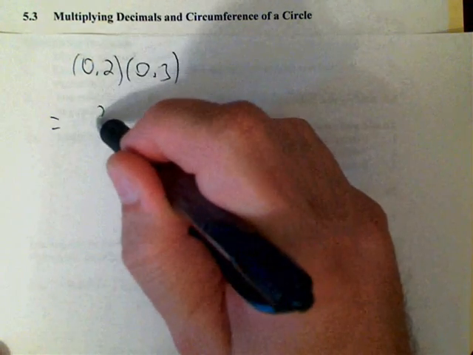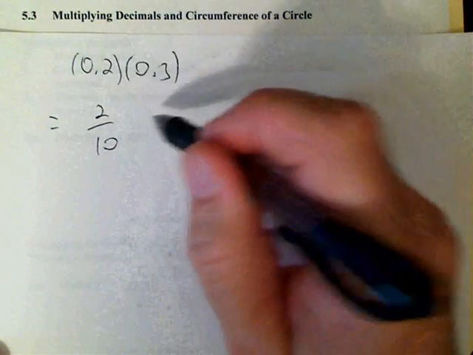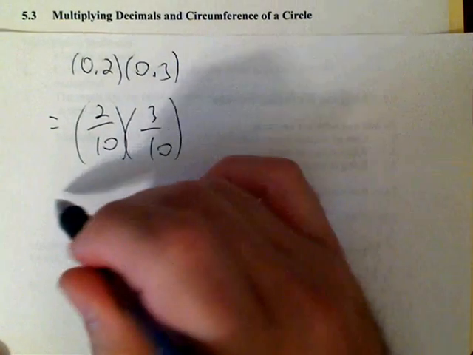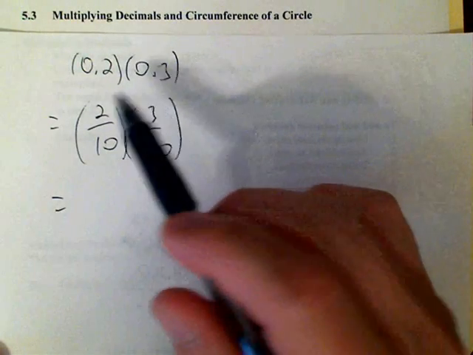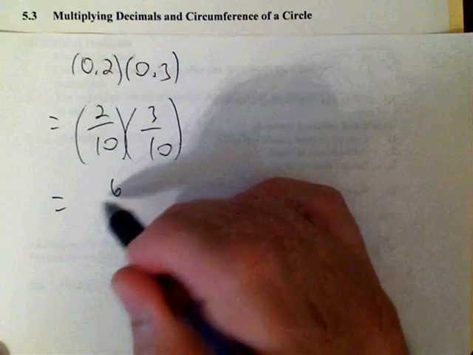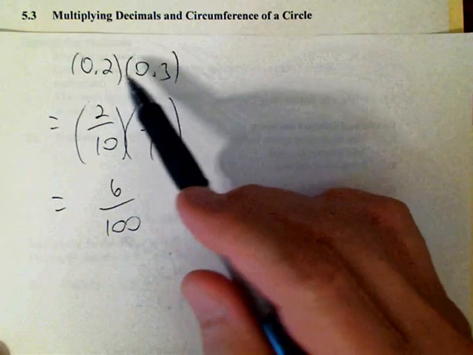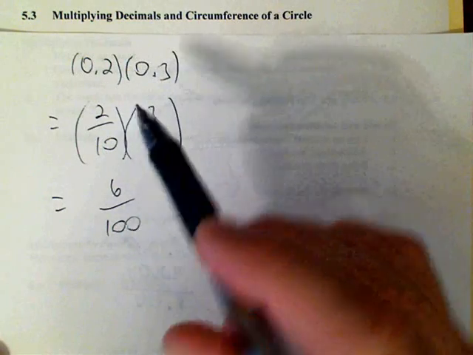So 0.2 is 2/10 because the 2 is in the tenths place. 0.3 is the same as 3/10 because the 3 is in the tenths place. When we multiply fractions, we go straight across. 2 times 3, 10 times 10. That's what I was saying when you multiply tenths. A tenth times a tenth is a hundredth.